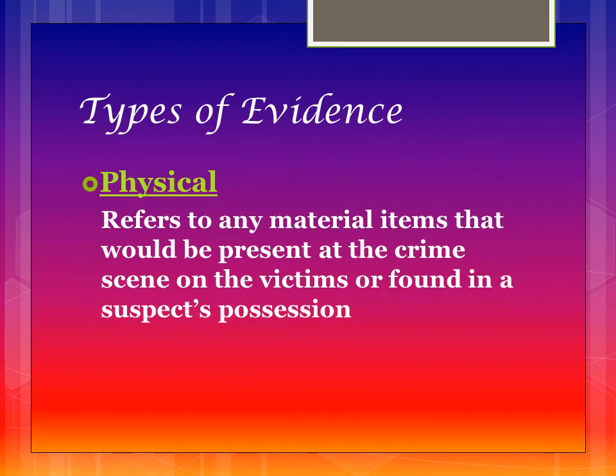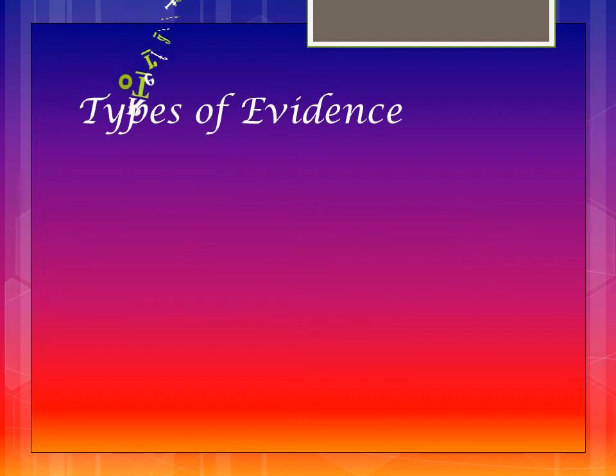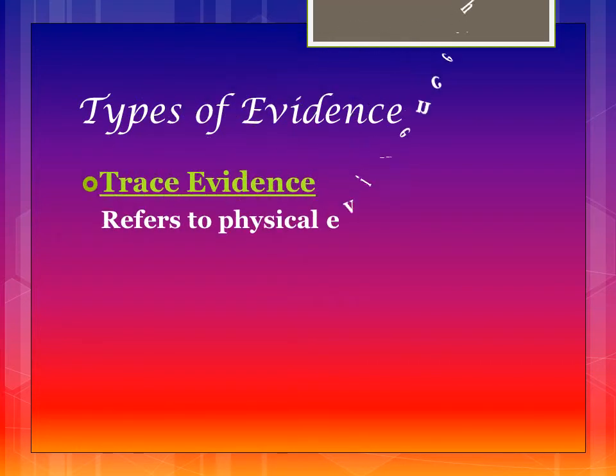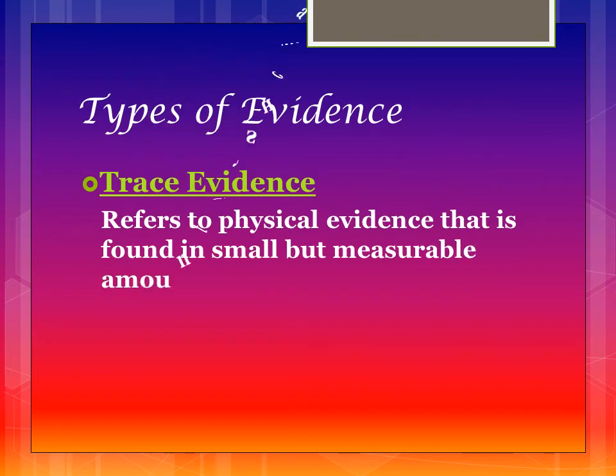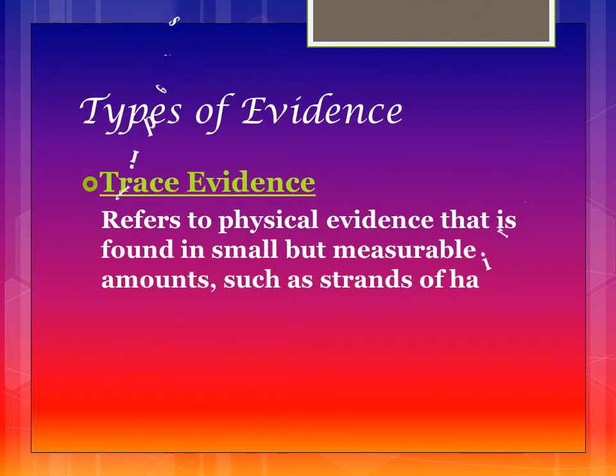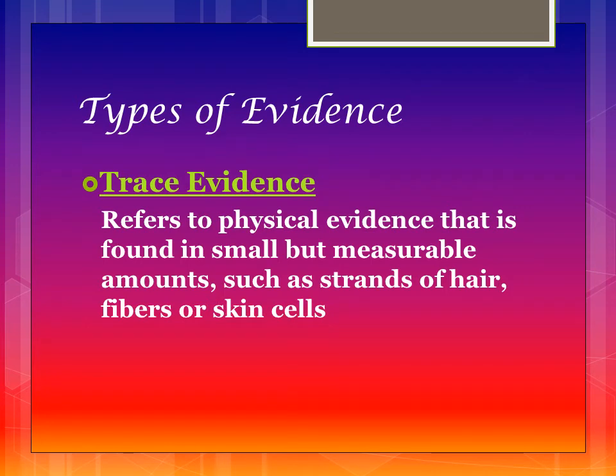Second type of evidence is physical evidence, which refers to any material items that would be present at the crime scene, on the victims, or found in a suspect's possession. The third type of evidence is the trace evidence, which refers to physical evidence that is found in small but measurable amounts, such as strands of hair, fibers or skin cells.